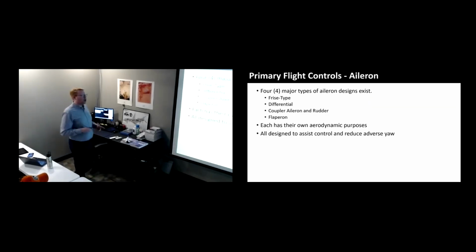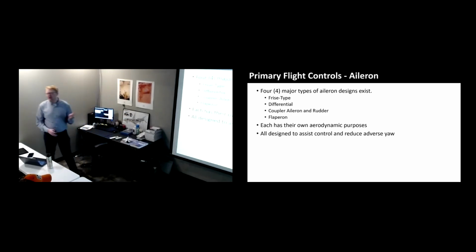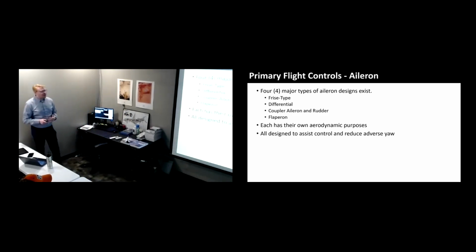Now, as far as ailerons go, there are multiple types of ailerons, and I'll leave you to figure out what type of aileron we're looking at here. There are four types of ailerons. Do not get stressed about this. Just know that there are different types of ailerons out there. Knowing exactly which one it is doesn't matter too much. But there are different types: Frise type aileron, differential. There's a couple of aileron and rudder airplanes out there.